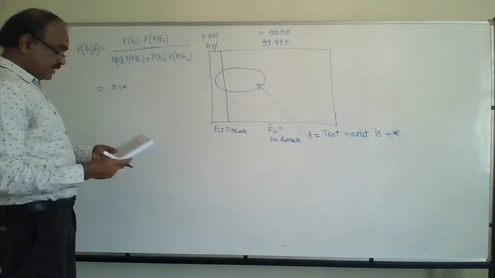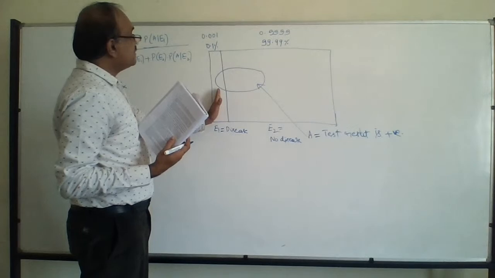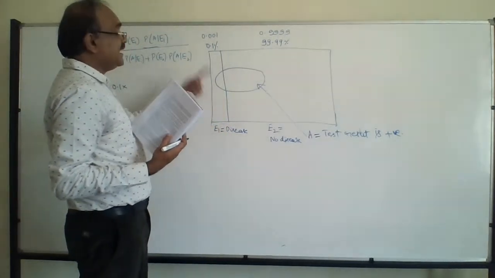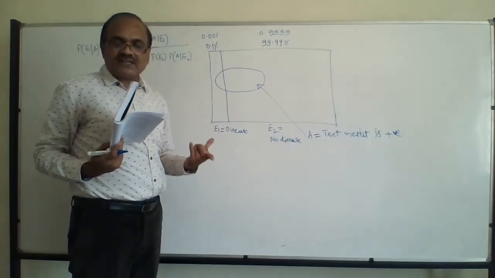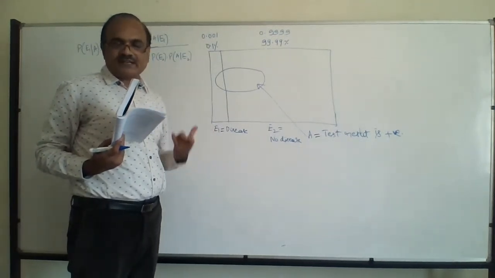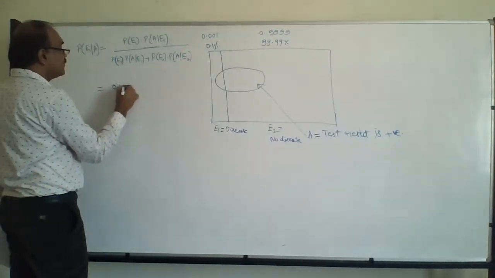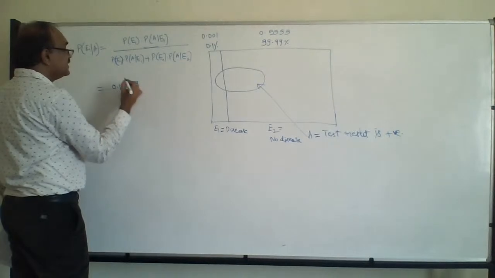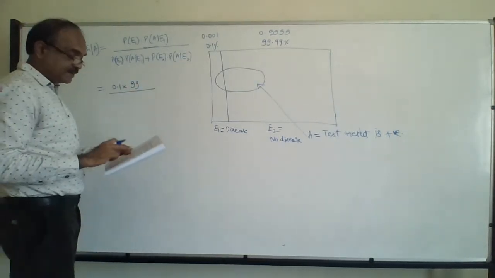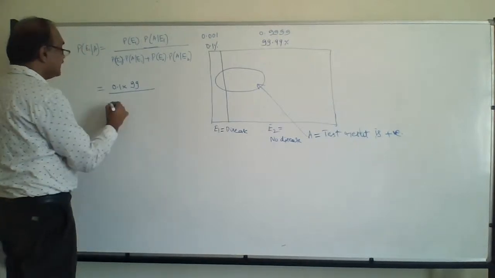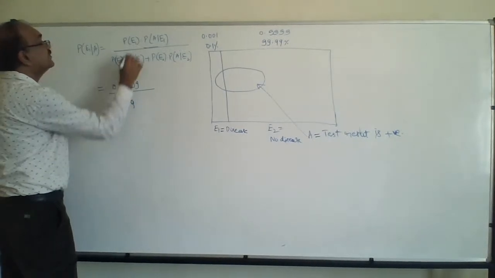Somebody goes to the test from this group. What is the probability that he will be tested positive? 99%, because the effectiveness of the test is only 99%. It cannot detect 100%. So that is 0.1 into 99, because that is there in the problem. Next, 0.1 into 99, this as it is you get.